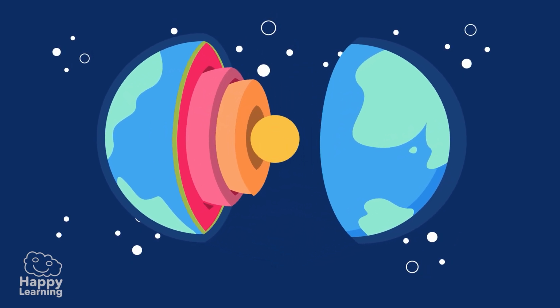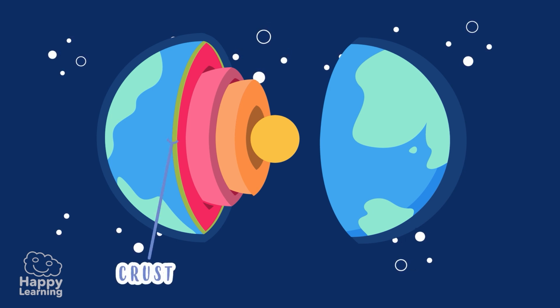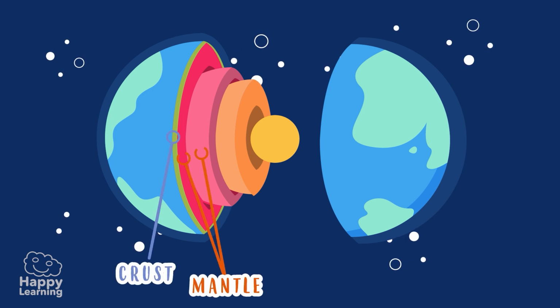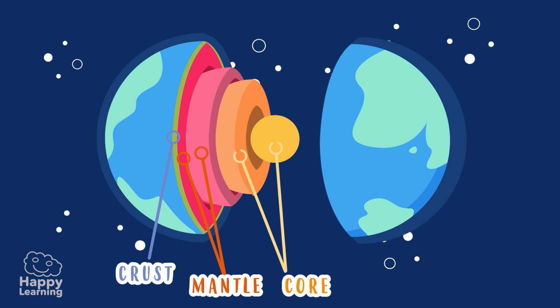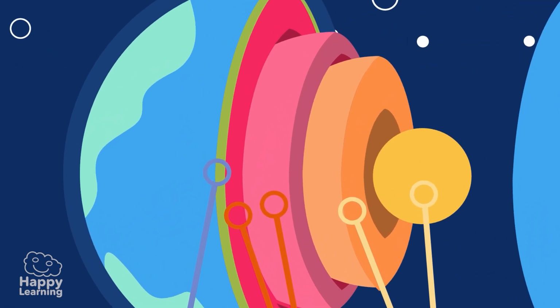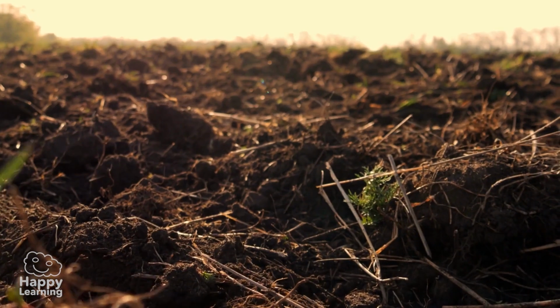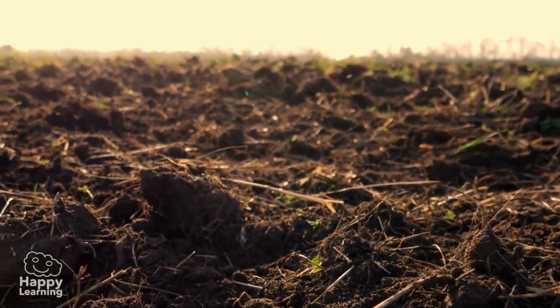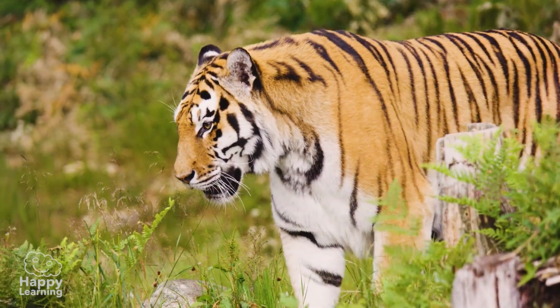The geosphere is made up of 3 concentric layers called the crust, the mantle, and the core. Let's get to know them. The crust is the most shallow and thinnest layer of the geosphere. It is like the skin of our planet. Many things live on it.